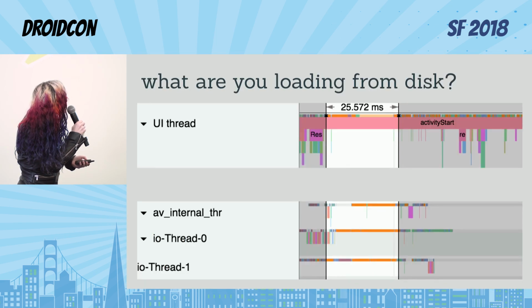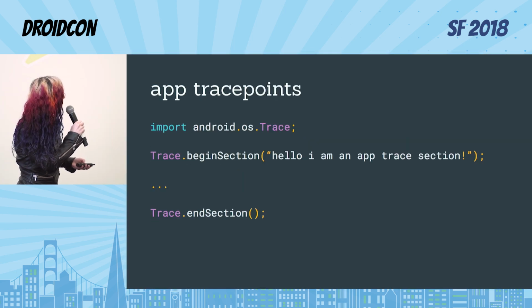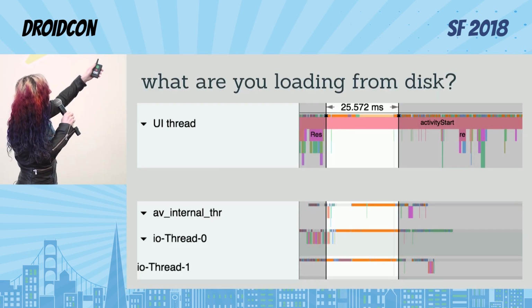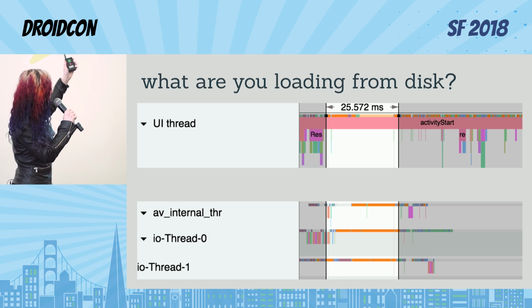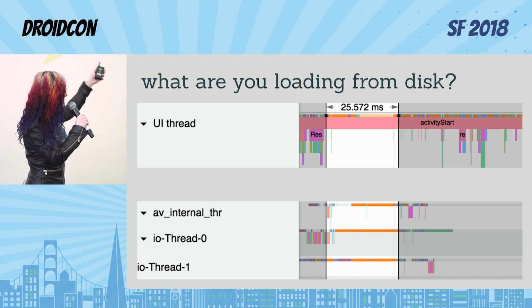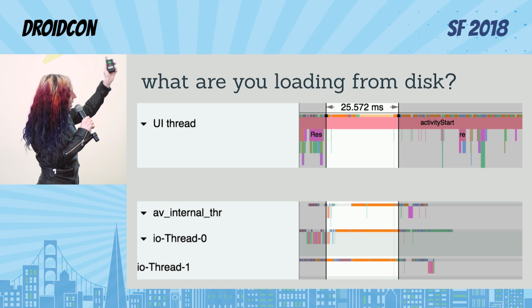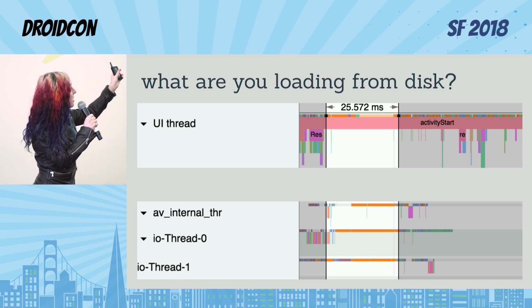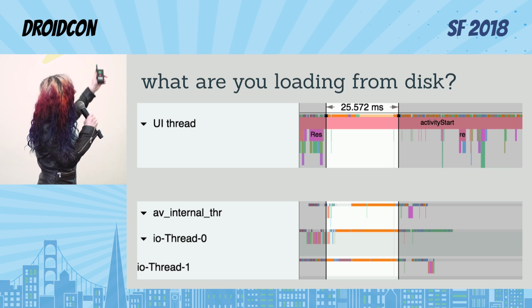Let's see. So he was asking, when we're looking at the nested trace points, what are we seeing there? So here's an example of where we're seeing several threads which happen to be in the same process. This is what several threads look like. And so the top one, the UI thread, has an activity start trace point, and then nested underneath that, it has several other trace points that are happening during that activity start.